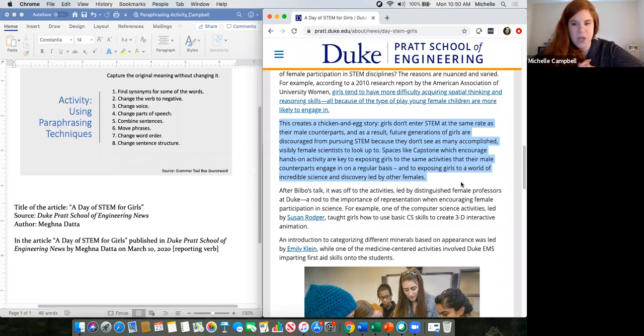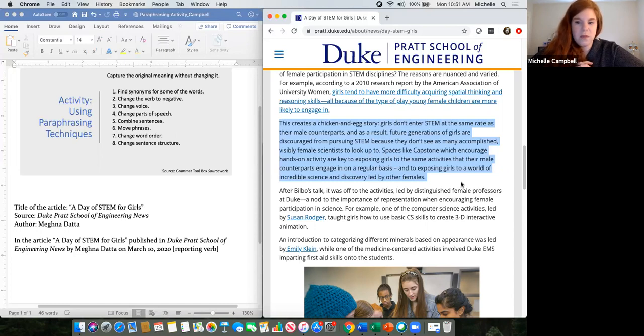So I'm just going to talk through for you my thought process here. So there's only 2 sentences in this paragraph, so it's a relatively short paragraph. The first sentence tells us that this is a problem that has a cause and effect that are interrelated. That because girls do not see STEM professionals that look like them, or don't see maybe accomplished STEM professionals that look like them, they maybe don't see themselves as growing up to become a STEM professional.